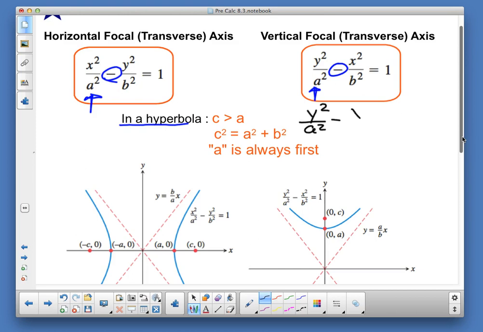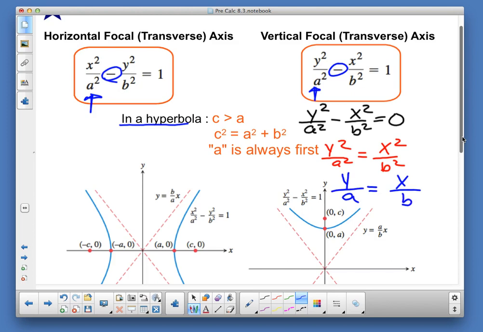this relation, notice the one change I made. I took the one out and made it zero. If I solve this relationship for y, my next step is taking the square root of both sides. And my last step is multiplying by A. I'm going to do a different color.